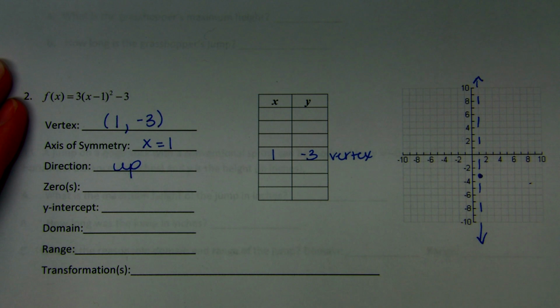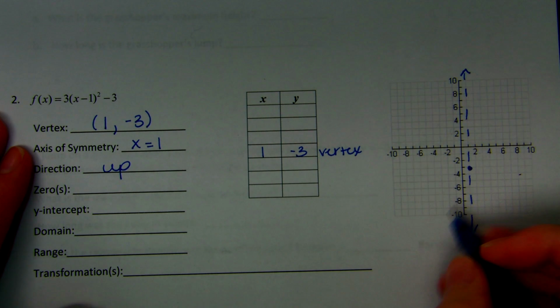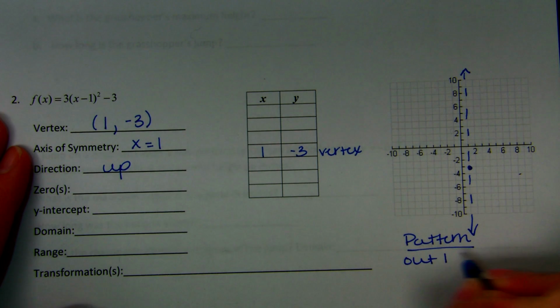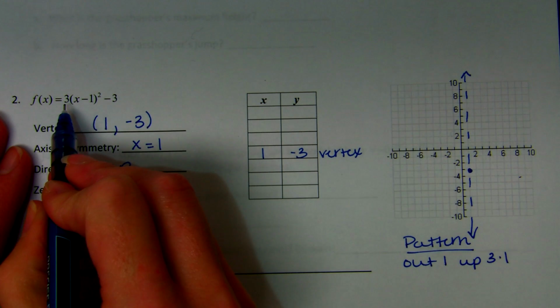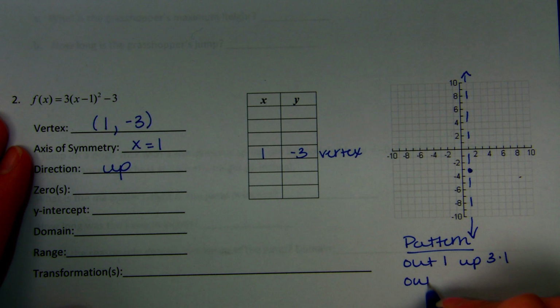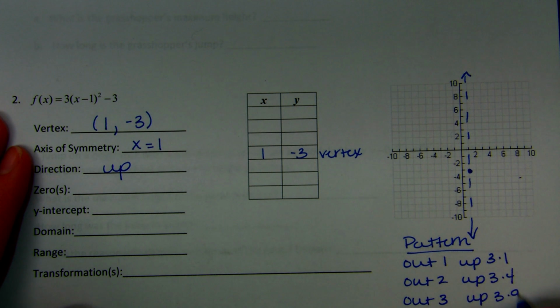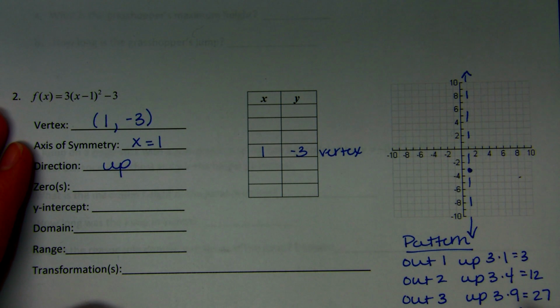And to get the rest of the information, I'm going to go ahead and follow my pattern and graph the rest of my points. So here, my pattern is out 1, up 3 times 1, because of this 3 right here. Out 2, up 3 times 4. Out 3, up 3 times 9. And so we're going up 3, up 12, and up 27. And you don't have to graph the 27, right? But it's important for us to know that that's what's happening there.